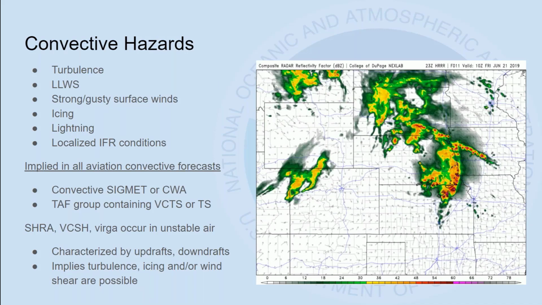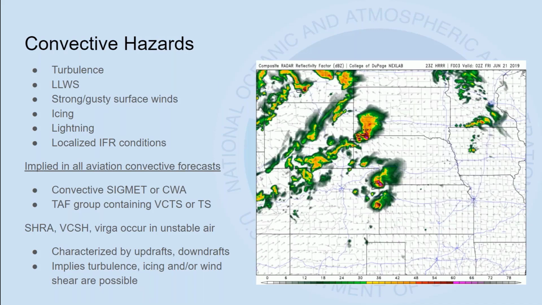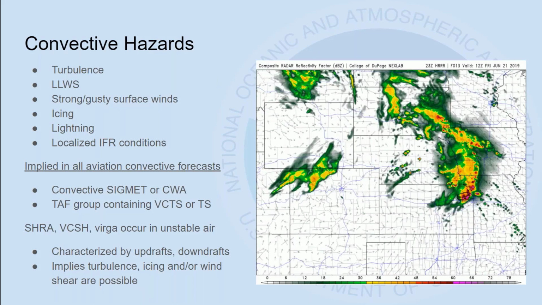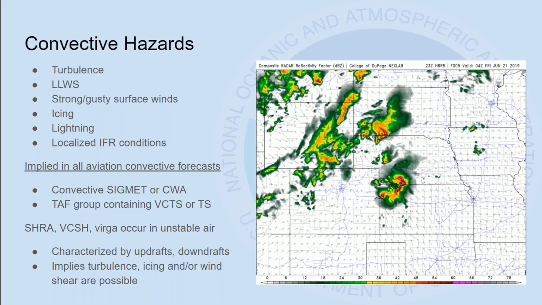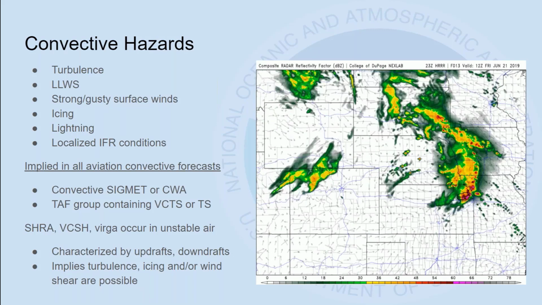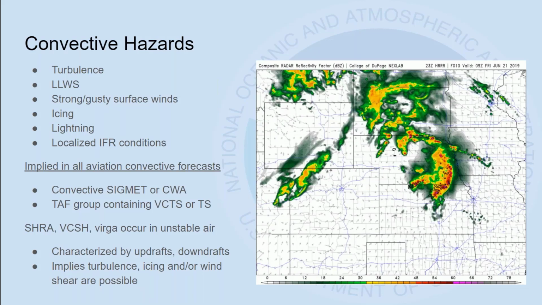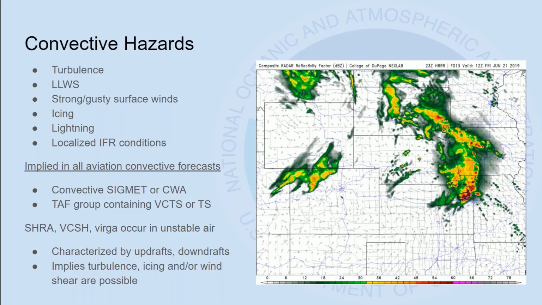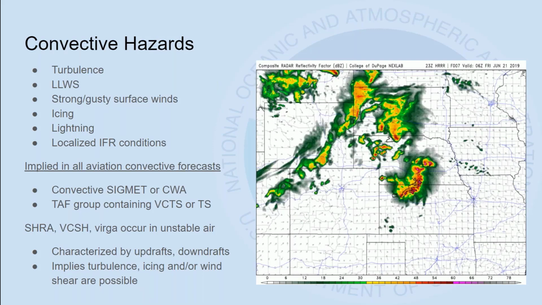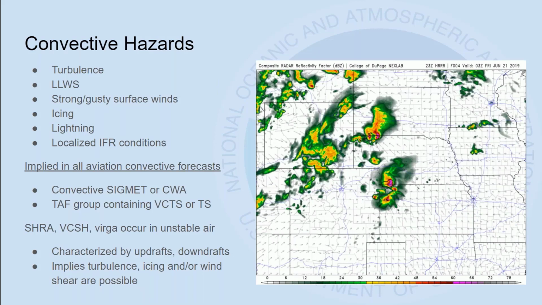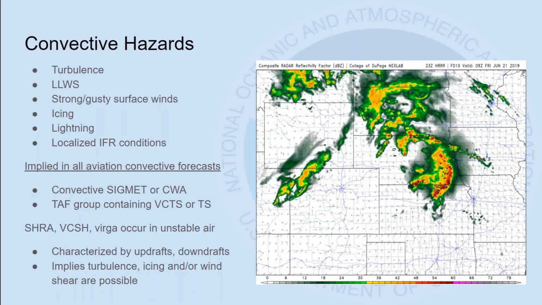We're talking a little bit about turbulent conditions, low-level wind shear, those strong gusty surface winds that will often happen with those downdrafts out of those thunderstorms, or even out ahead of it with some gust fronts that you may see with thunderstorms, but also icing conditions within those cloud layers, lightning, then you're going to have the localized IFR conditions with your lower ceilings and poor visibility due to precipitation.